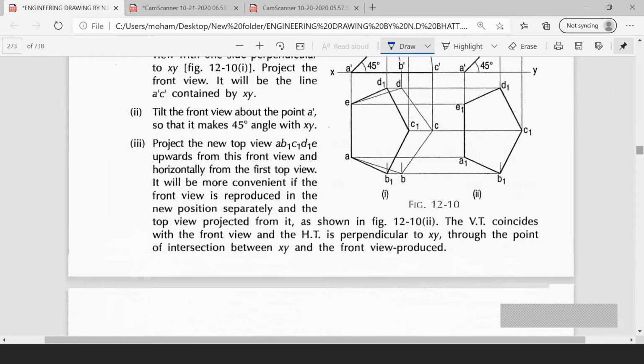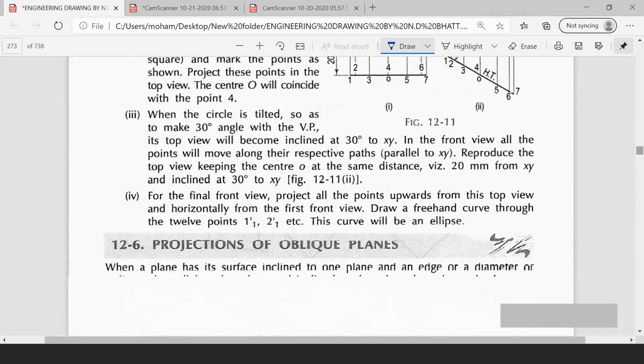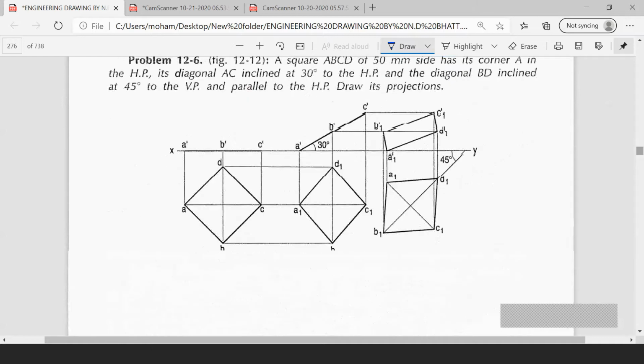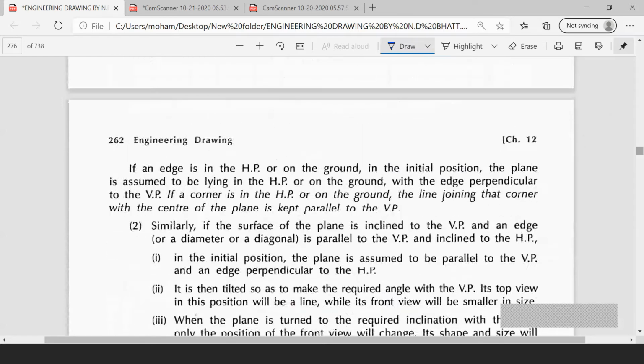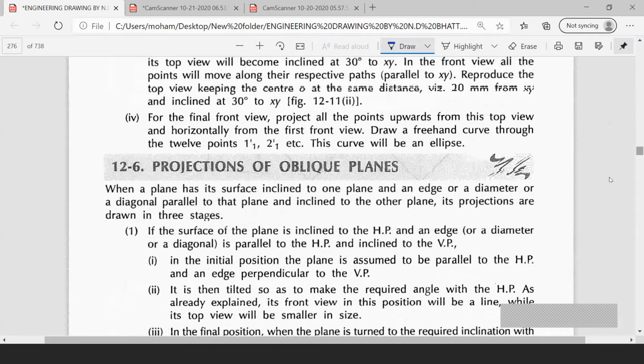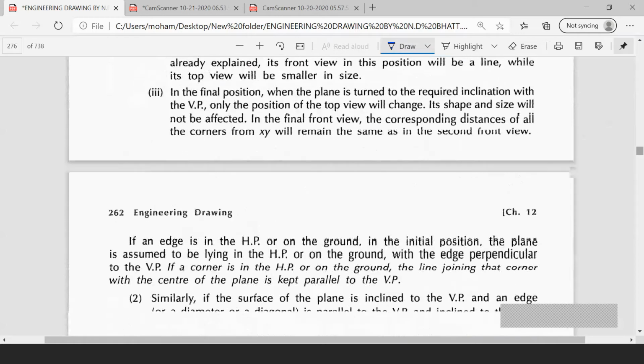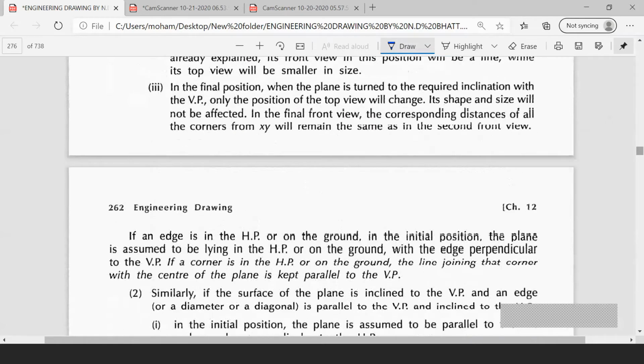Okay, I am directly going to the problem. Always you have to remember that the first inclination will always be the surface inclination. The second inclination will be the inclination of any side, diameter, or diagonal. I will show you one here.